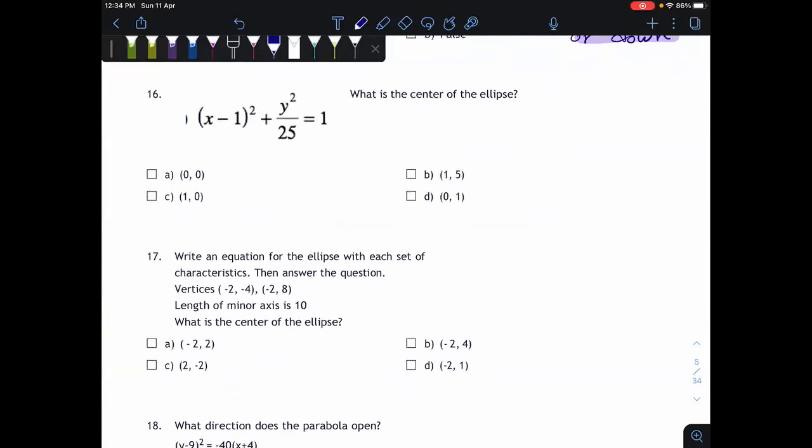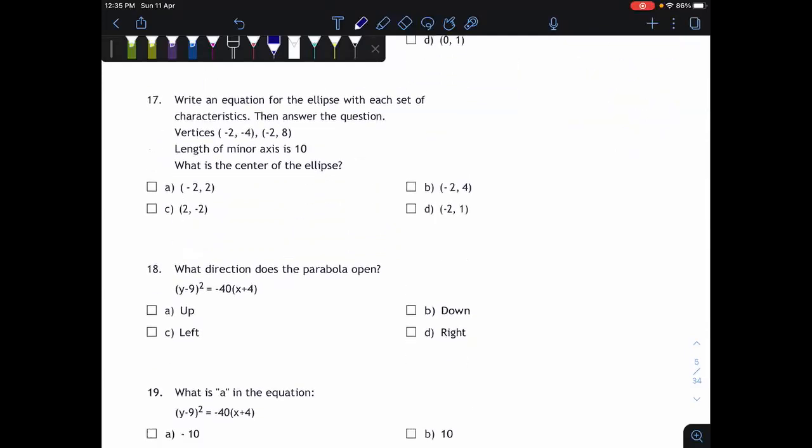Number 16, what's the center of the ellipse? Who can tell me here what's the center of the ellipse? Center is at h and k. And the center here is C, 1 and 0. Yes, correct, 1 and 0. So it's a C. Thank you.